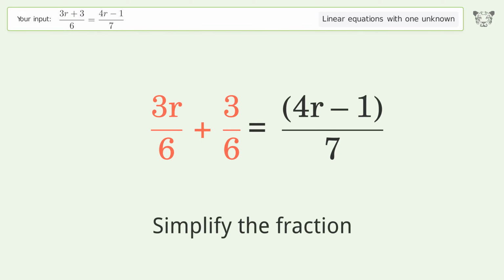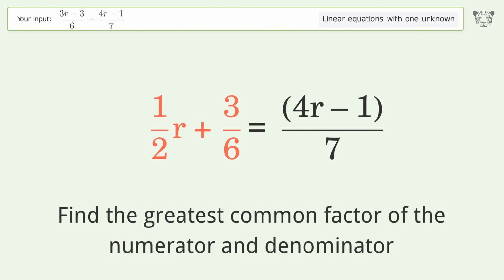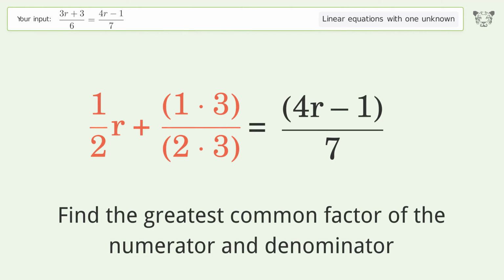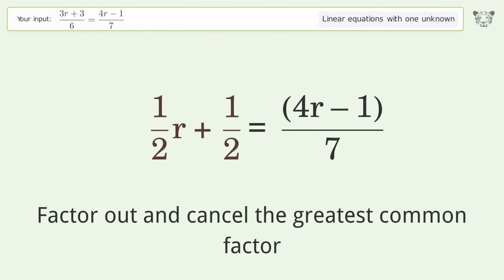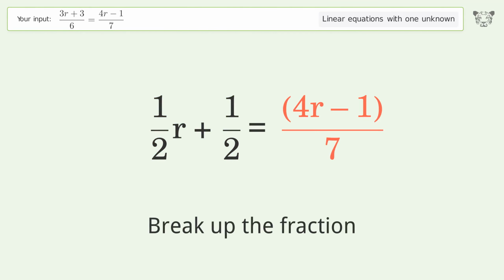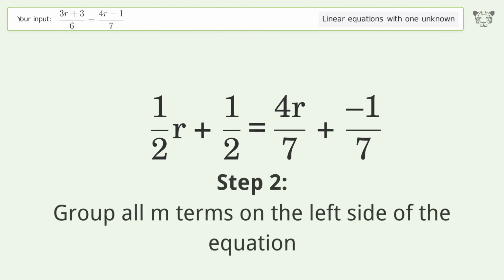Simplify the fraction. Find the greatest common factor of the numerator and denominator. Factor out and cancel the greatest common factor. Break up the fraction. Group all m terms on the left side of the equation.